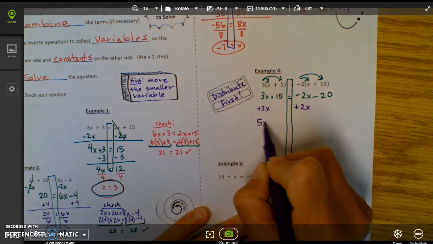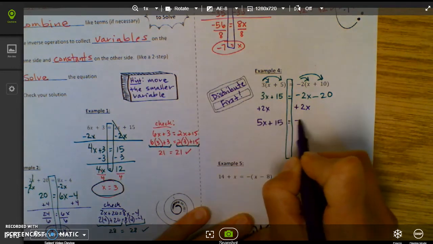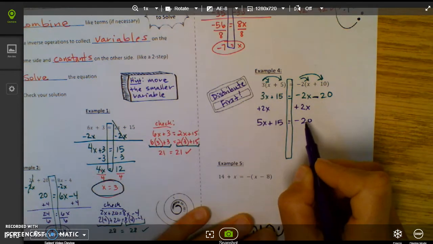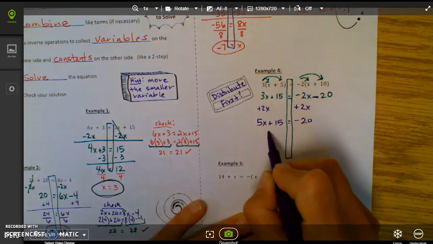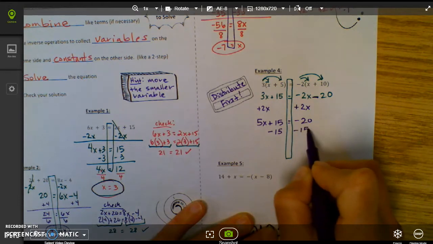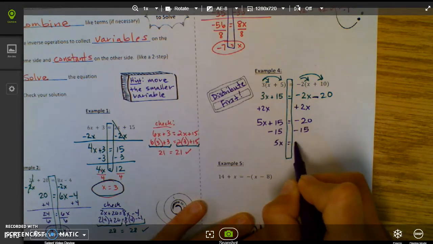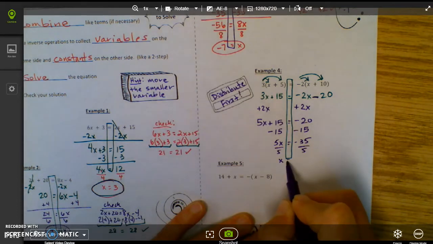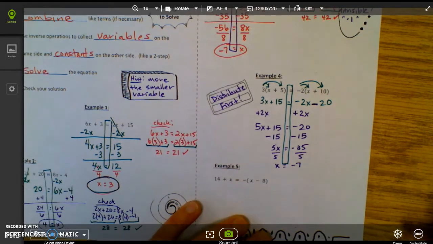So then I have 5x plus 15 equals, don't forget this, we got a negative 20 when we did the math, so you need to bring down a negative 20. And then remember, from here on down, we move our constant, and we finally divide. So this time it looks like we're getting negative 7.